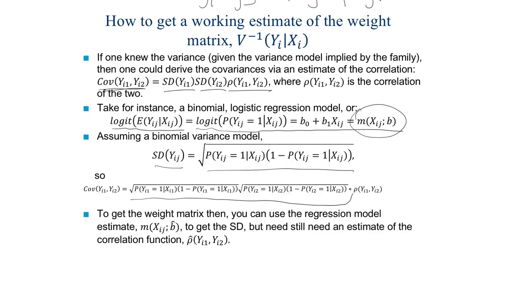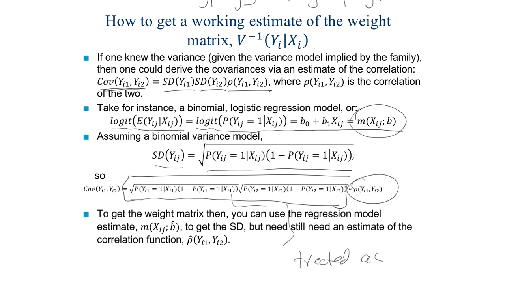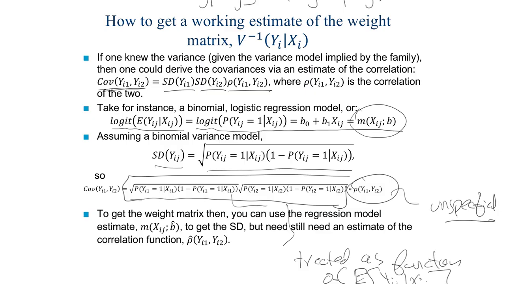So it's going to build this behind the scenes. You don't have to remember this. It's a function of these things which are known if the mean model is known, and then this other part, which is unspecified. This is treated as a function of the mean of y given x_ij, and this is unspecified. And that's the way the process is separated out.